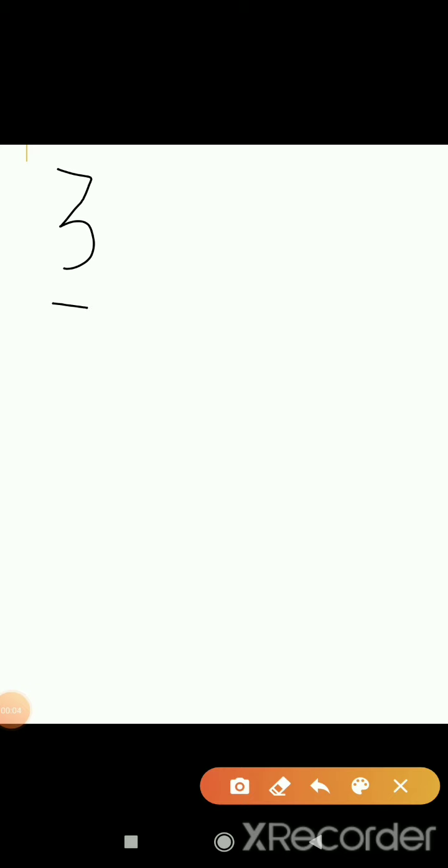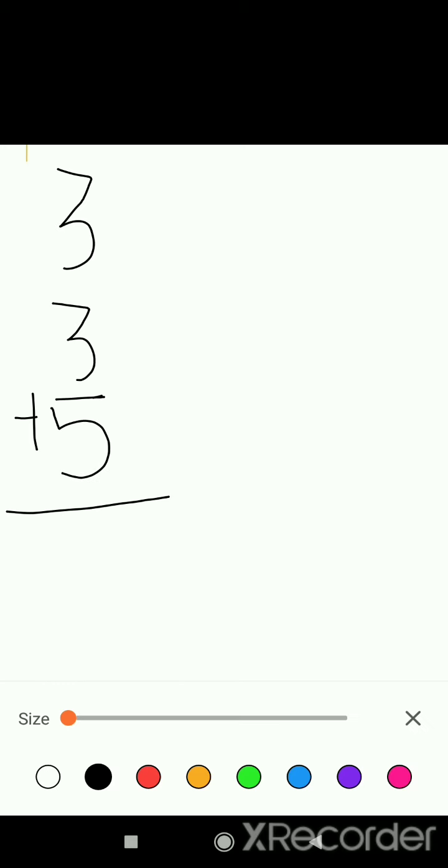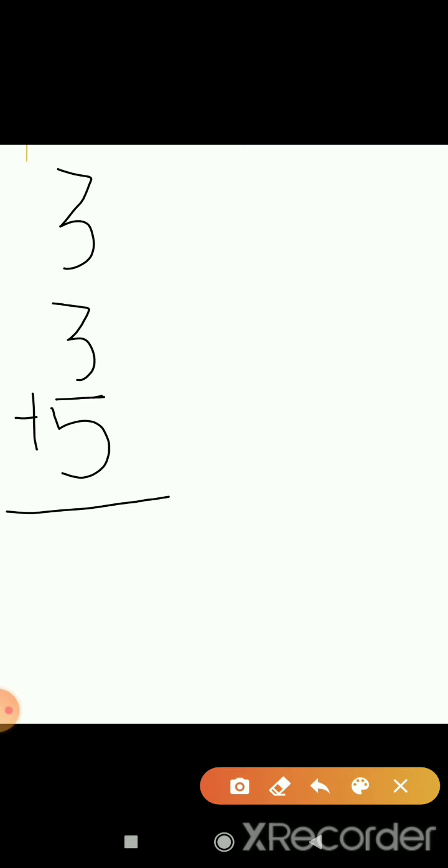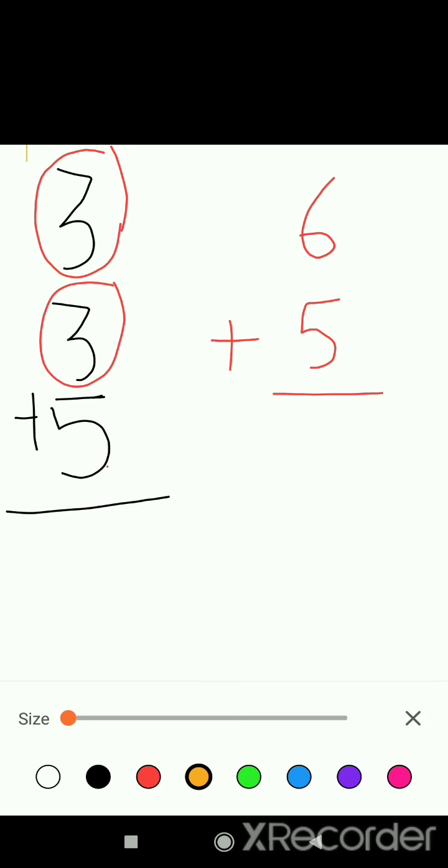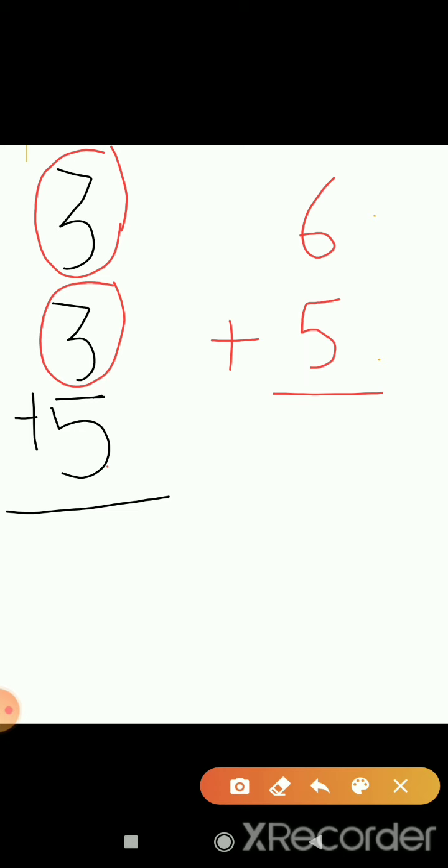3 plus 3 and plus 5. Now students, in this method we have to look for doubles. Here 3 is repeated, so you need to circle both the 3's. What is the double of 3, students? 6. And then we have to add the remaining number, that is 5. Now you have to add 6 and 5 together.